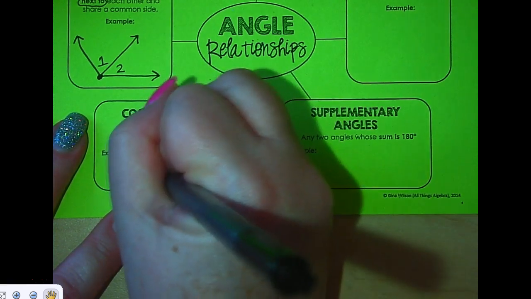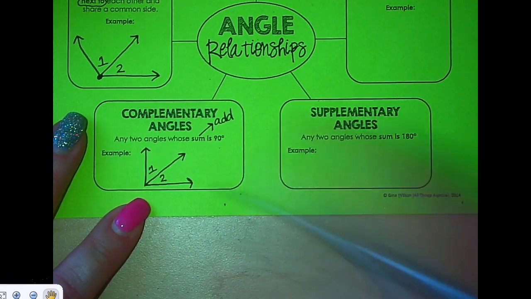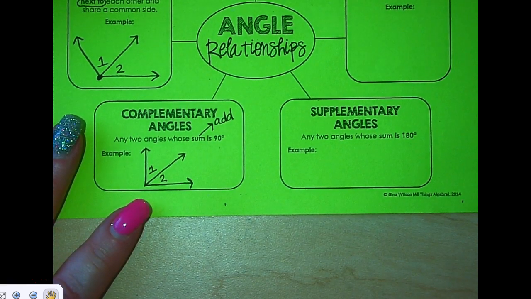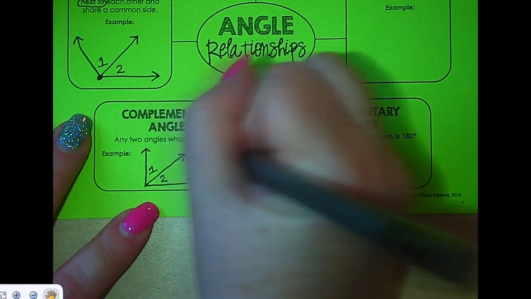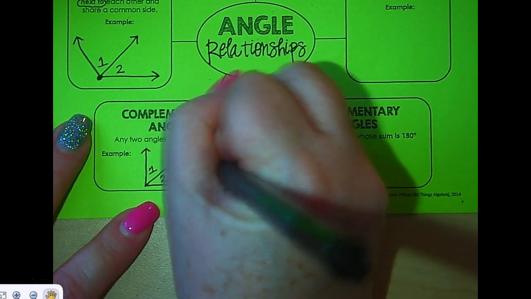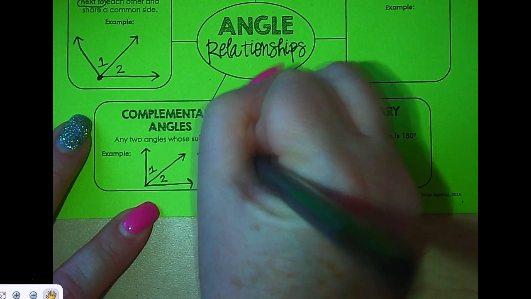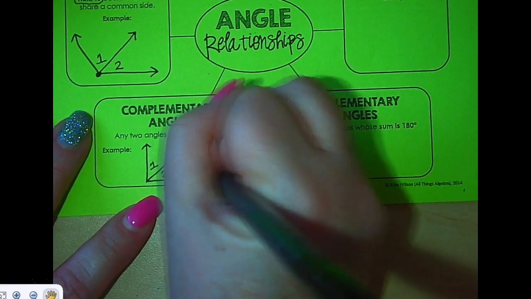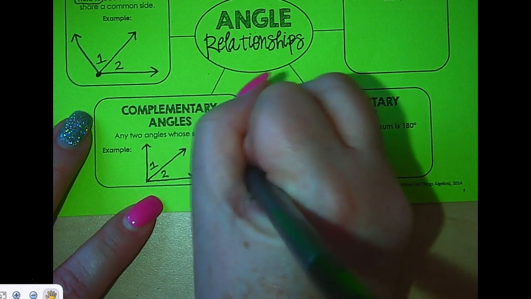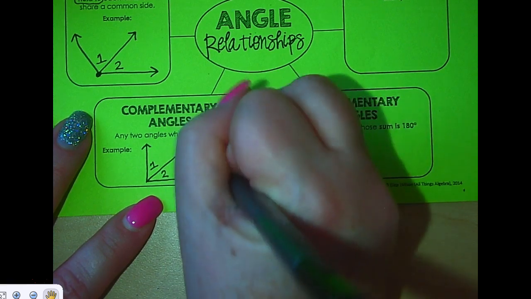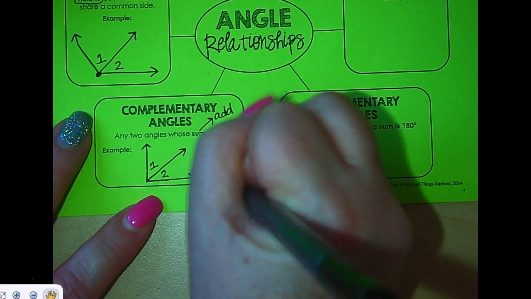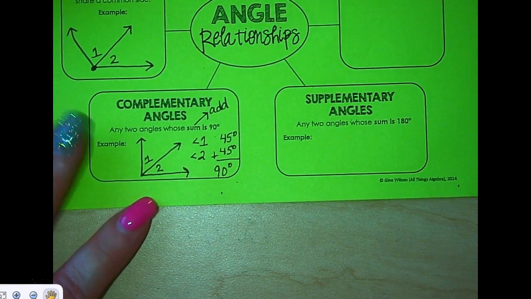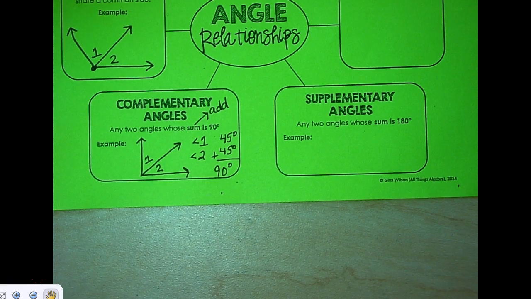And you would have angle 1 and angle 2. So if angle 1 was 45 degrees and angle 2 is 45 degrees, if we added those up, what will we get? 90 degrees. Complementary angles add up to 90 degrees.